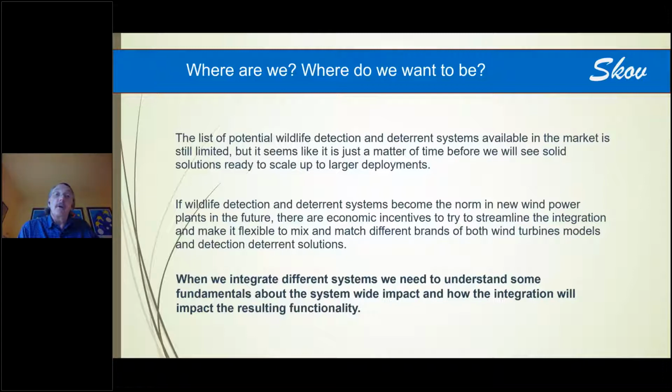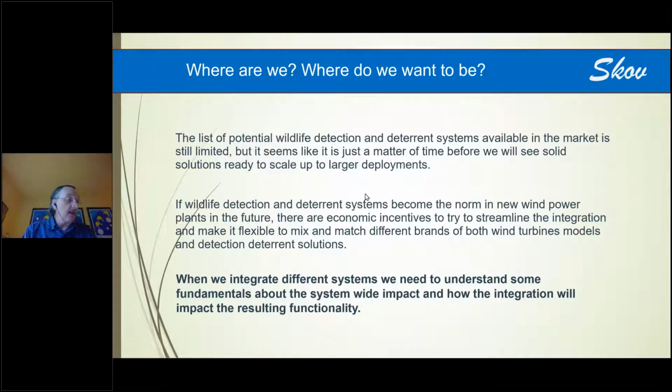So to start out with where we are and where we want to be, there are a lot of detection and deterrent systems coming onto the market, like Chris just showed in his deck. And when we do the integration of all of these, there are some technical things I think it's important to understand from a turbine perspective. It's my hope that being transparent and sharing some of these technical considerations from the field will help regulators gain additional insights and a better understanding of what's happening out in the field, and also possibly impact some of the rules and regulations so that they become as good as we can make them.